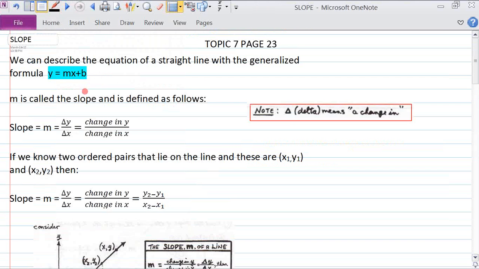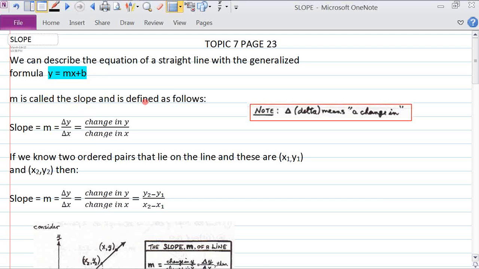So let's get started first of all with the equation of a straight line. The equation of a straight line is that y equals mx plus b. Y and x represent an ordered pair, and m is the slope and b is the intercept. So this is the simplest form. There are other forms. Now what is m right here?